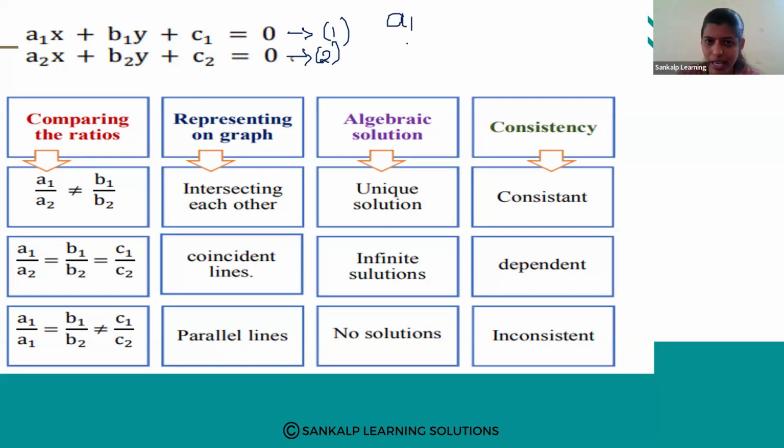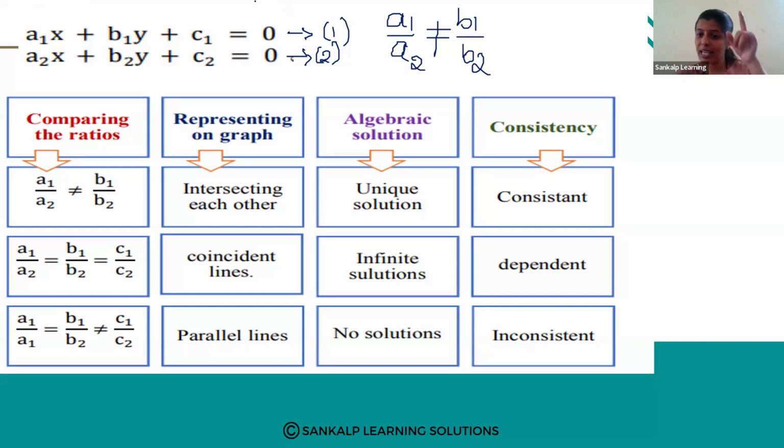a1 divided by a2 is not equal to b1 divided by b2. Suppose there is an example. What are you doing? You are comparing the ratios, that is a1 divided by a2, and then next b1 divided by b2. So b1 divided by b2 and a1 divided by a2 are not equal.